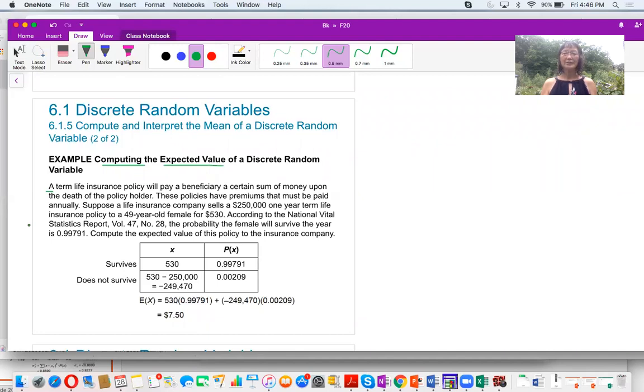So here we need to identify what is the random variable X.